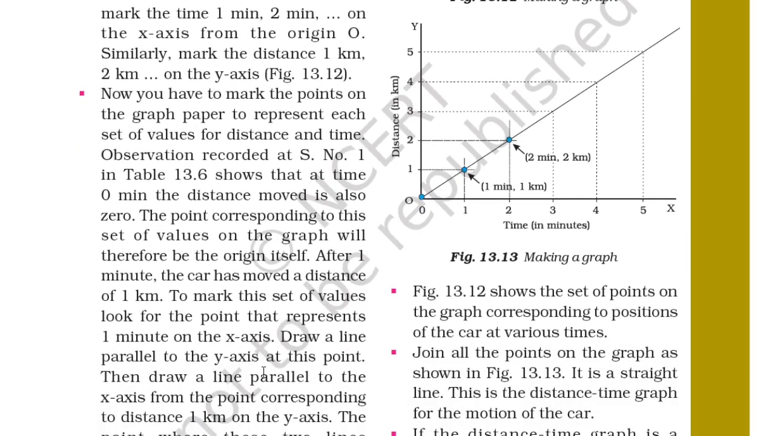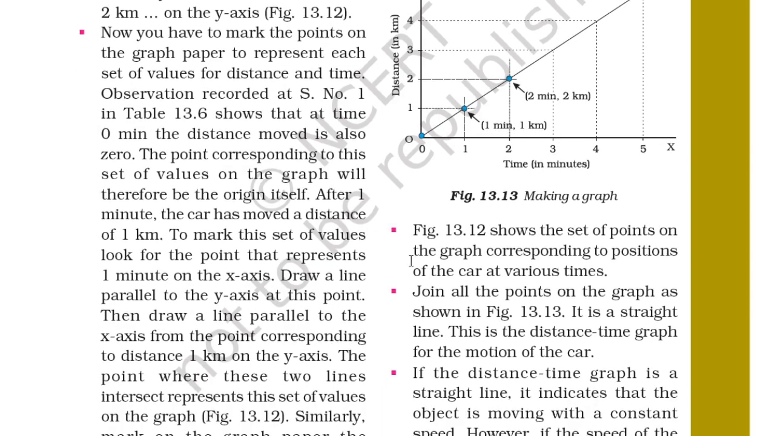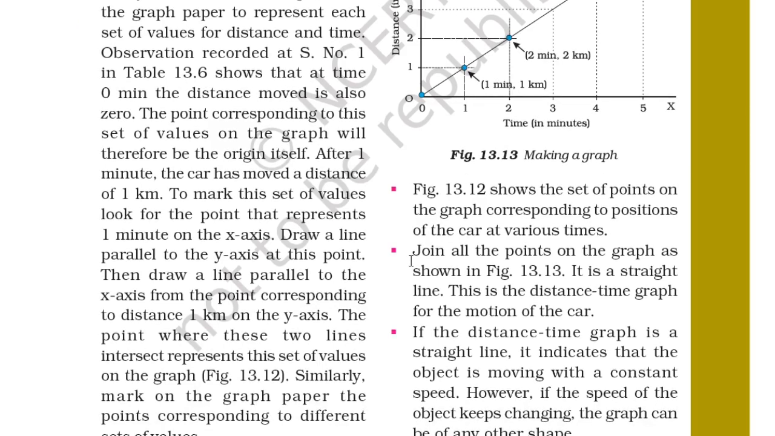To mark this set of values, look for the point that represents 1 minute on the x-axis. So you can see, you can plot it here on the x-axis, 1 minute on x-axis and 1 kilometer on y-axis. So here and here. So you can join it by drawing a line parallel to the x-axis from the point corresponding to a distance 1 kilometer on the y-axis. So you will get a point here. You can see it in blue. X-axis is 1 minute, and y-axis is 1 kilometer.